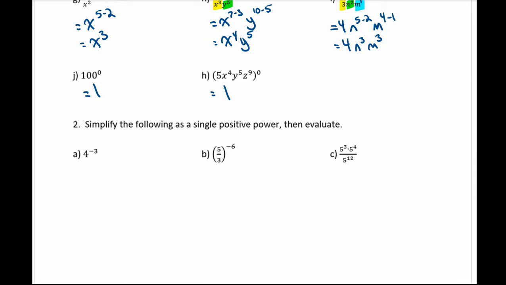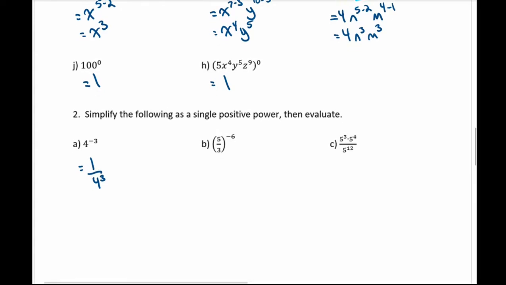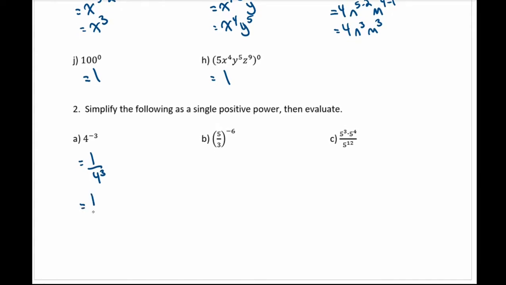For number 2, we want to simplify the following as a positive power and then evaluate. So the first one, keeping it fairly simple, 4 to the power of negative 3. We talked about to turn it to a positive exponent, we have to flip it, and the exponent now becomes positive. We don't like to have decimals when we're evaluating this, but we can do 4 to the power of 3 on our own. So this becomes 1 over 64.